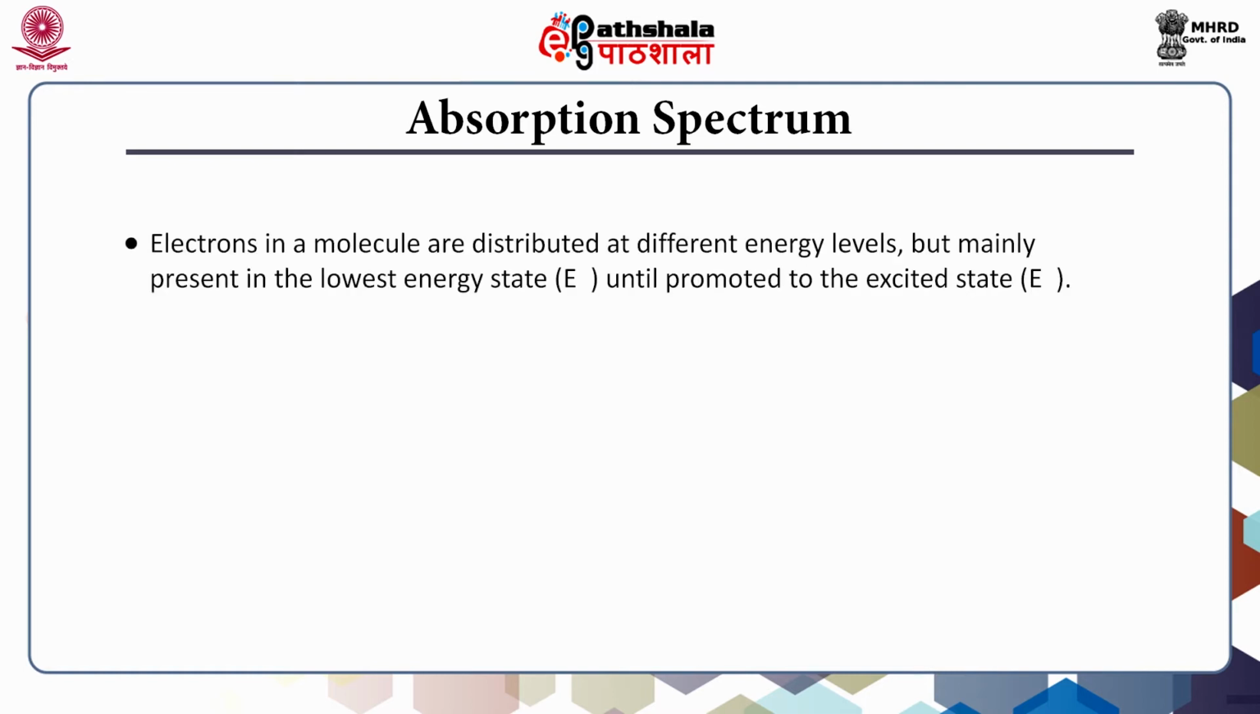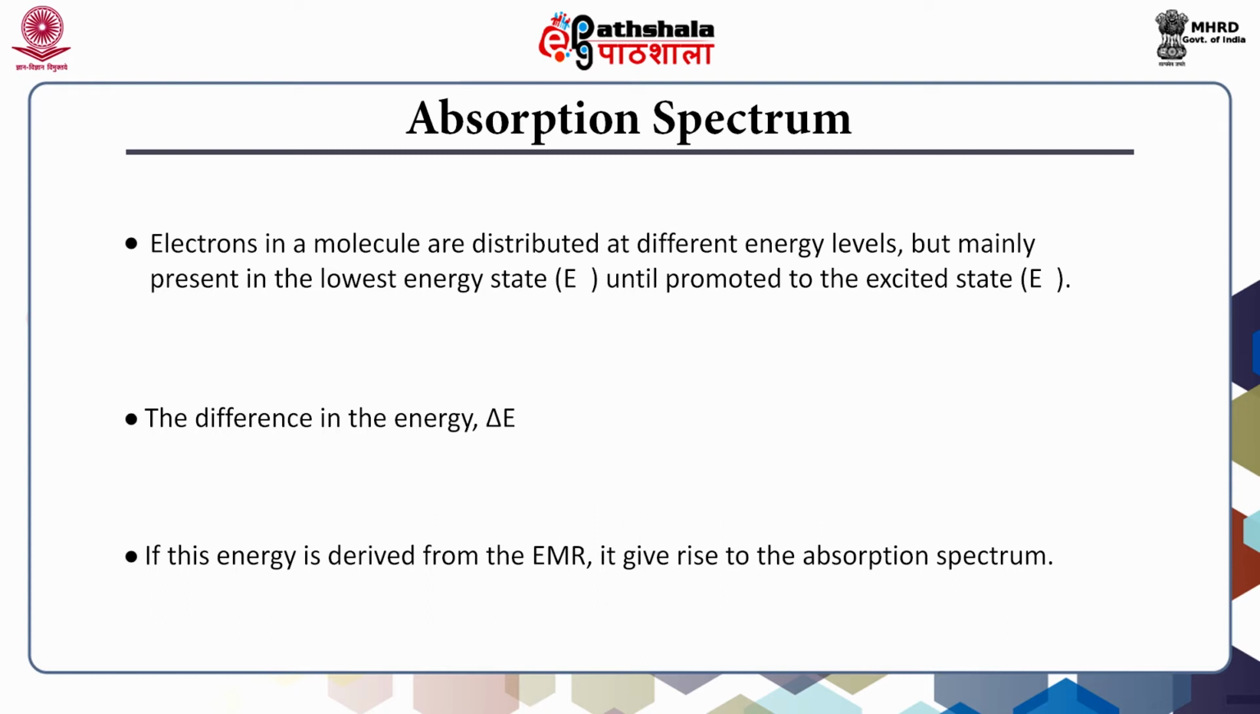The electrons in a molecule are distributed at different energy levels but mainly present in the lowest energy state, which is denoted by E1, until promoted to the excited state, which is denoted by E2. The difference in the energy in terms of quantum, which is denoted by delta E, is required by the electron to reach the higher energy state, that is excited state. If this energy is derived from the electromagnetic radiation, it gives rise to the absorption spectrum, which is described as the range of wavelengths which are absorbed by the electrons of the molecule to reach the excited state.